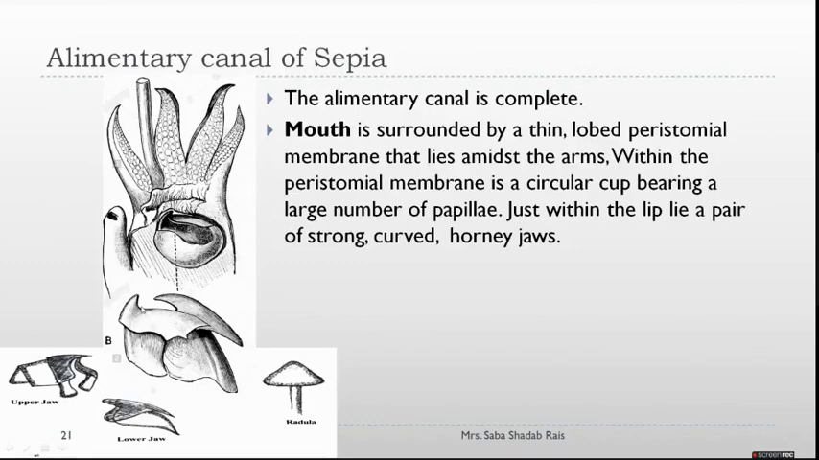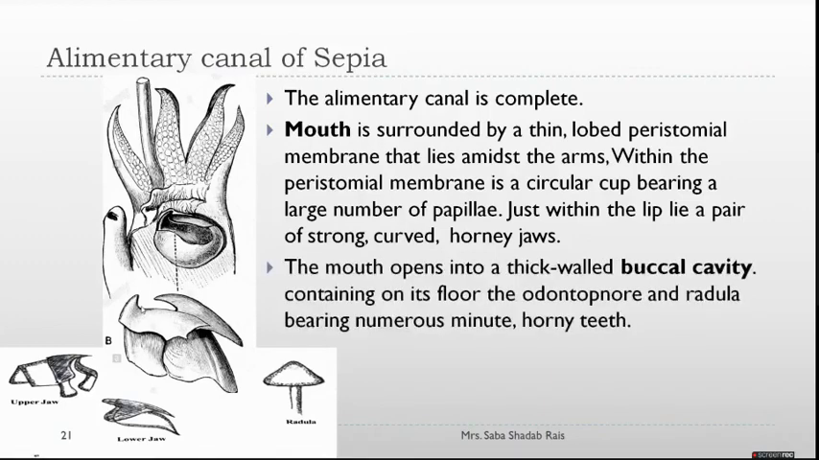When you actually do the dissection, you can cut open, and you can easily find, immediately after opening the mouth, the calcareous jaws, which are very hard. When you observe the opening of the mouth, the mouth opens into the buccal cavity. Then, on its floor, it contains the odontophore and the radula.